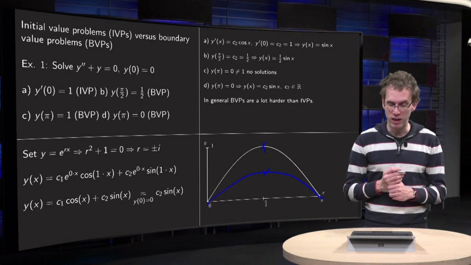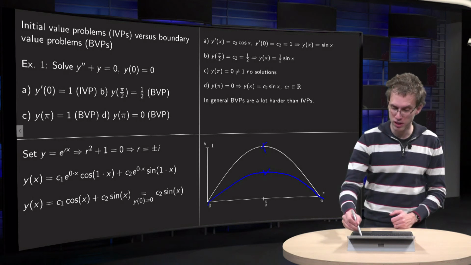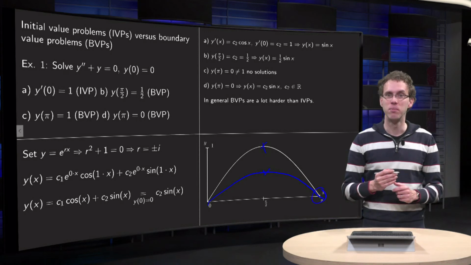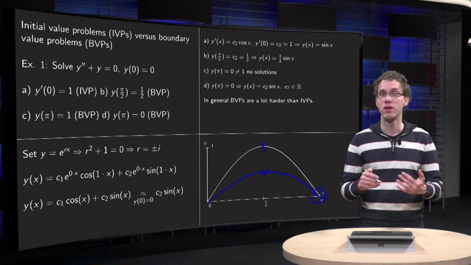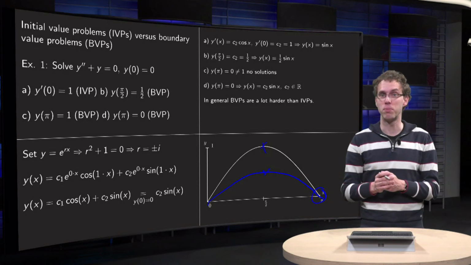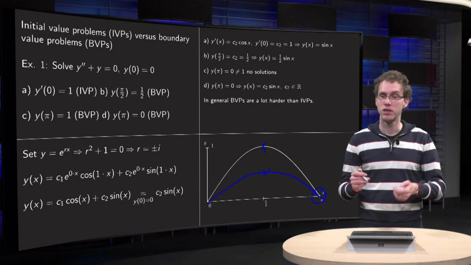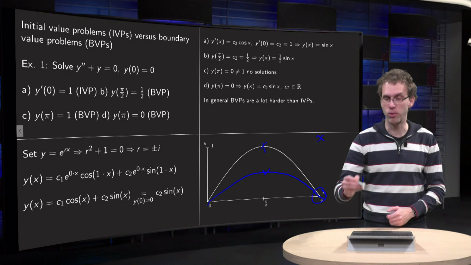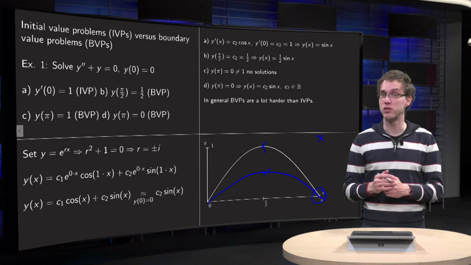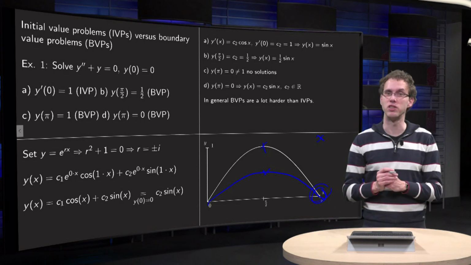Then for cases C and D, we wanted some condition at pi. But no matter what you do with your amplitude, you always end up at 0 if x equals pi. So that's why you can get either no solutions, because you specified something wrong at pi, or infinitely many solutions, because no matter what amplitude you chose, you always ended up at 0 over here.